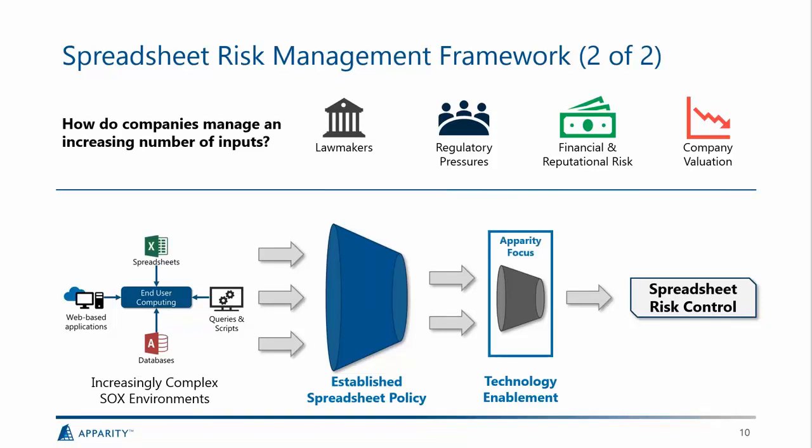Now, as we move into talking a little bit more about Apparity, this is really where we are focused as a company, being this enablement piece. So we've talked a good bit today about the policy and the different things you need to have set up. So again, that identification, that inventory, and that controls. And now we're going to talk a little bit more.